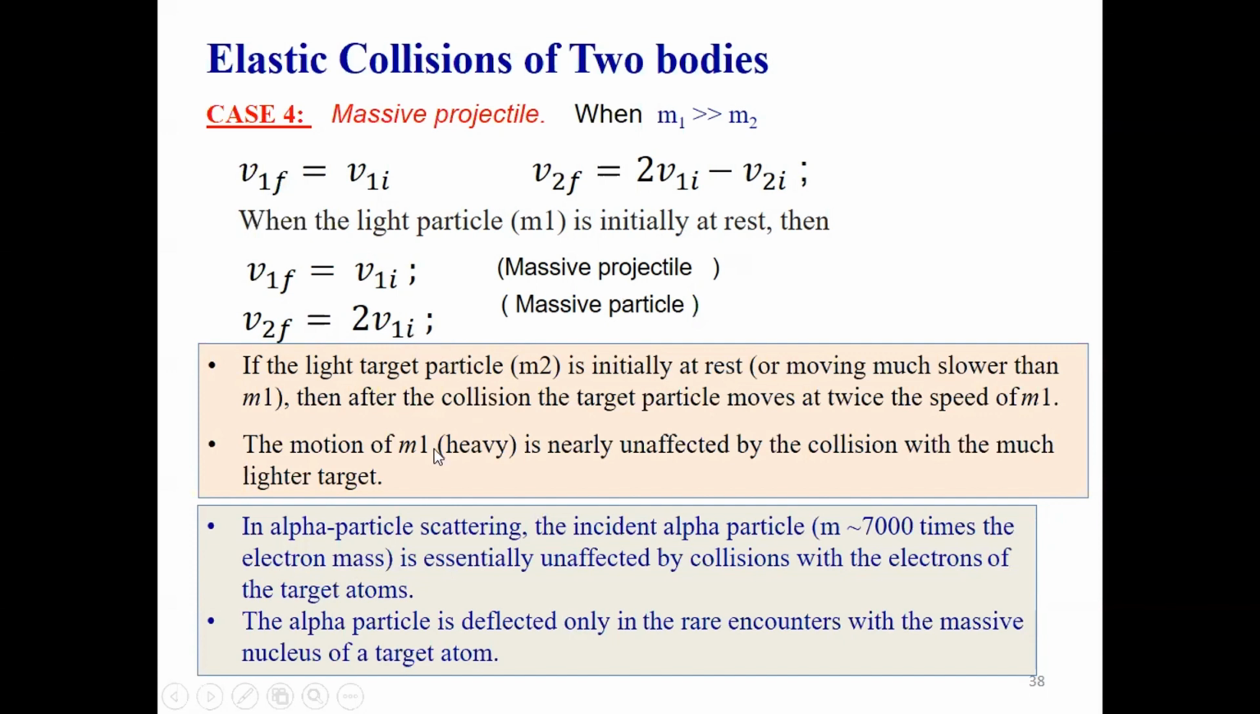So the motion of the heavier particle is nearly unaffected by the much lighter particle, and if the lighter target particle is initially at rest, it will start moving after the collision at twice the speed of the initial mass. So in alpha particle scattering, the incident alpha particles were very massive as compared to the electrons. So they were initially unaffected by the collisions with the electrons. And the alpha particle will be deflected only in rare encounters with the massive nucleus of the target particles.